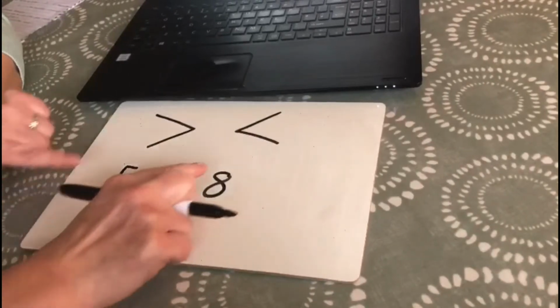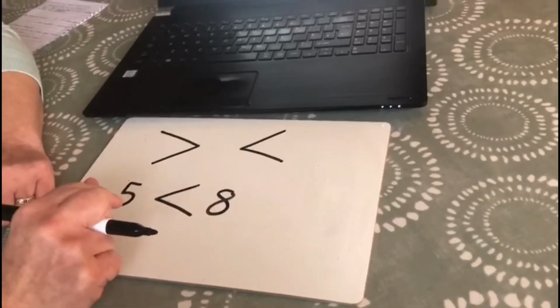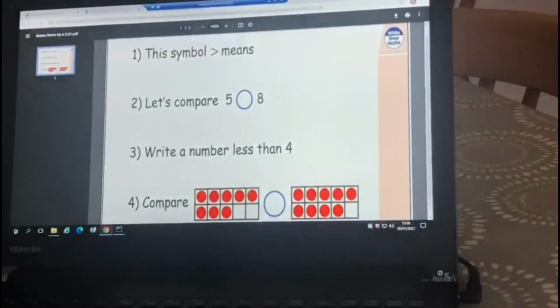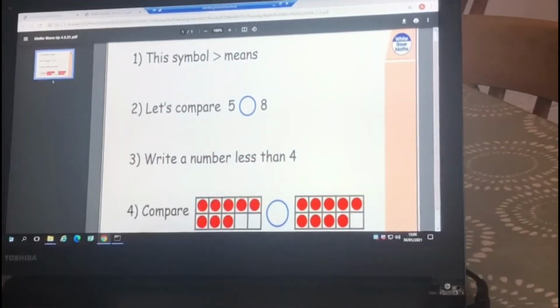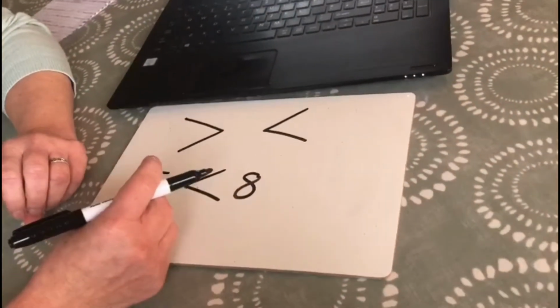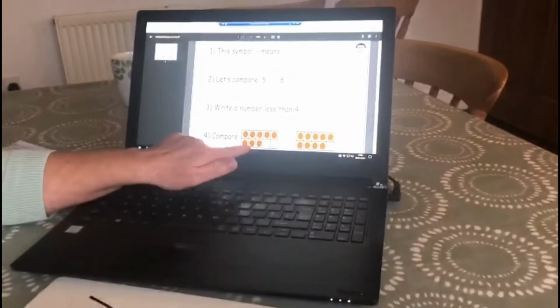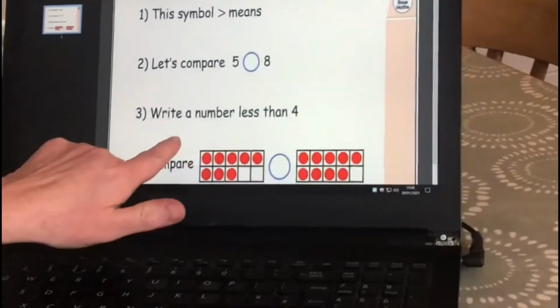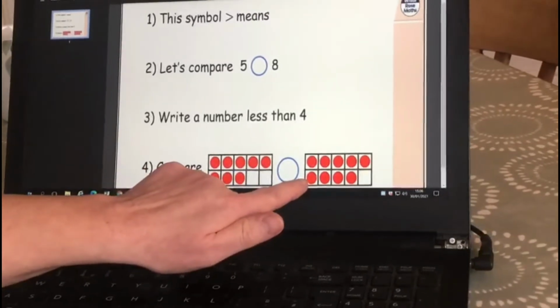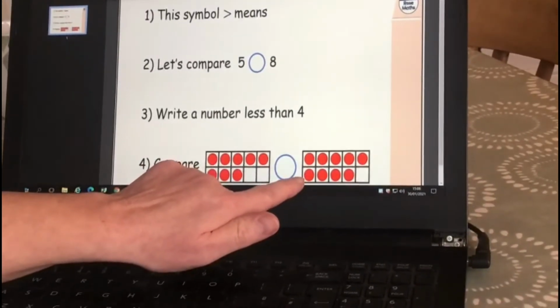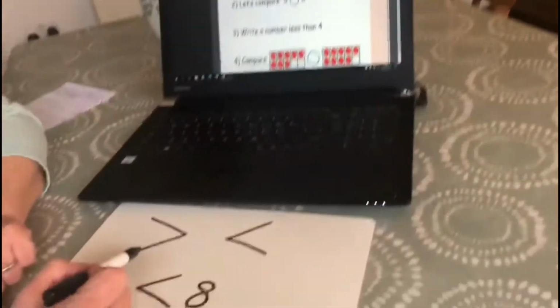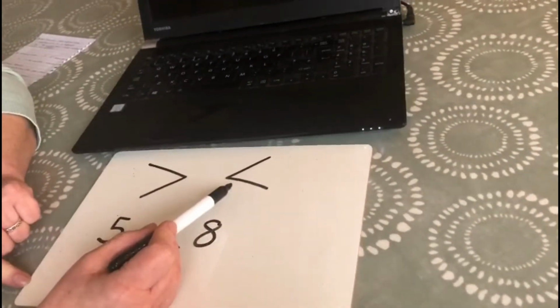Okay, hopefully you've remembered those two symbols. Question 3, writing a number less than 4. All right, so we're wanting a number which is smaller than 4. And question 4, you're going to count the number of counters on this 10 frame and compare it to the number of counters on the second 10 frame using the symbol greater than or less than. Okay, so we've just looked at the greater than and the less than symbol in our warm-up.